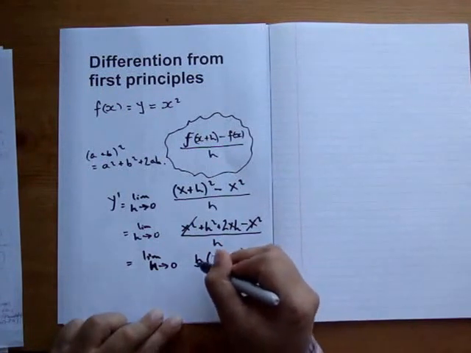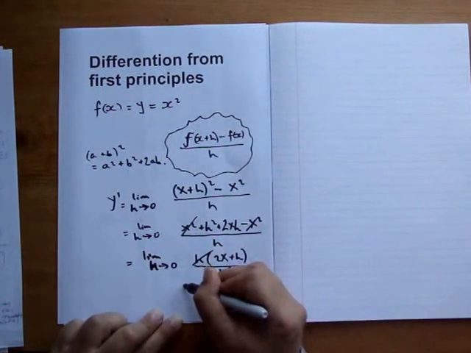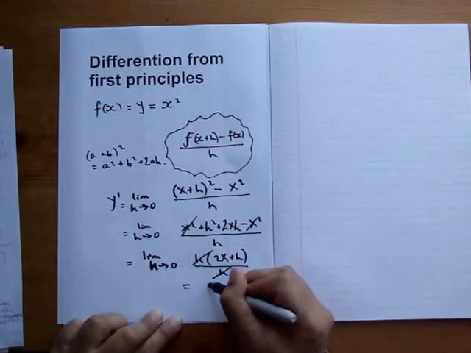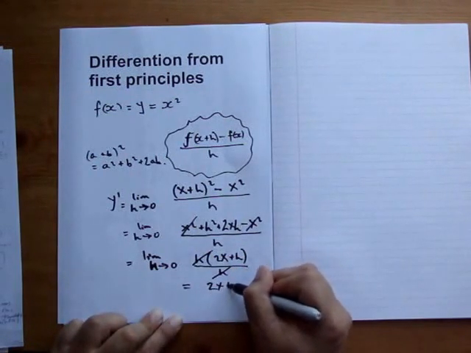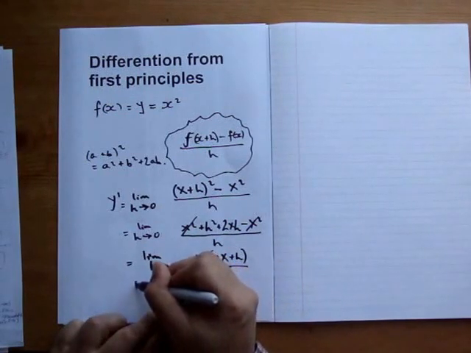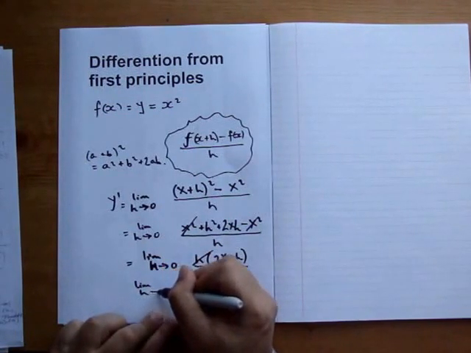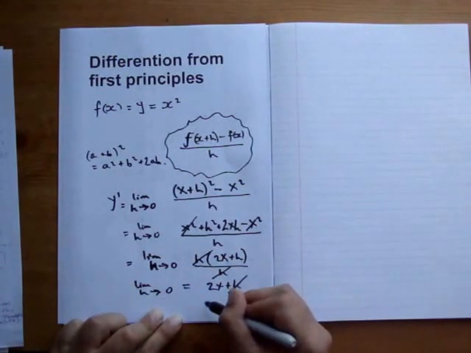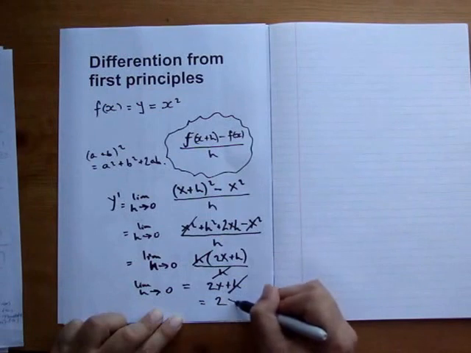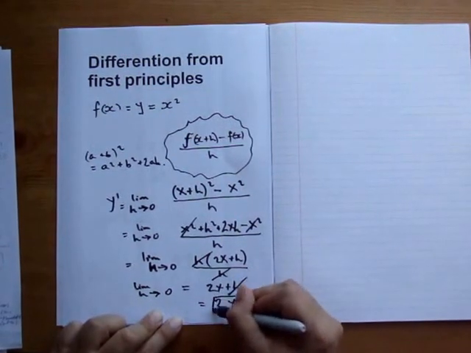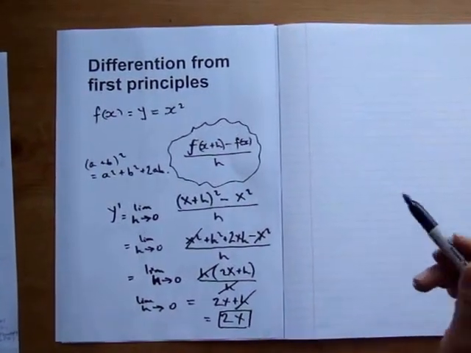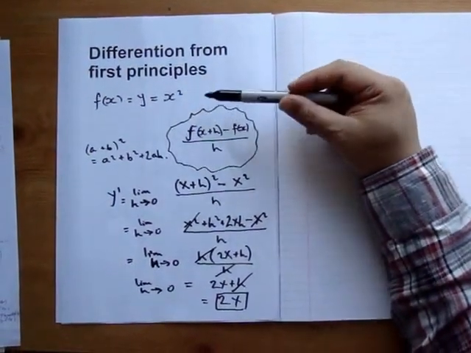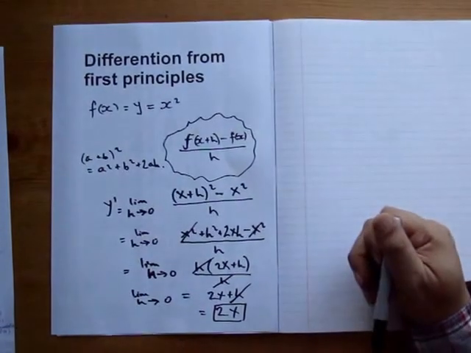Now we can cancel the h's, and we're left with 2x plus h. Now as the limit h goes to 0, this becomes 0, and we're left with 2x as the answer. So y equals x squared, when we differentiate it, becomes 2x.